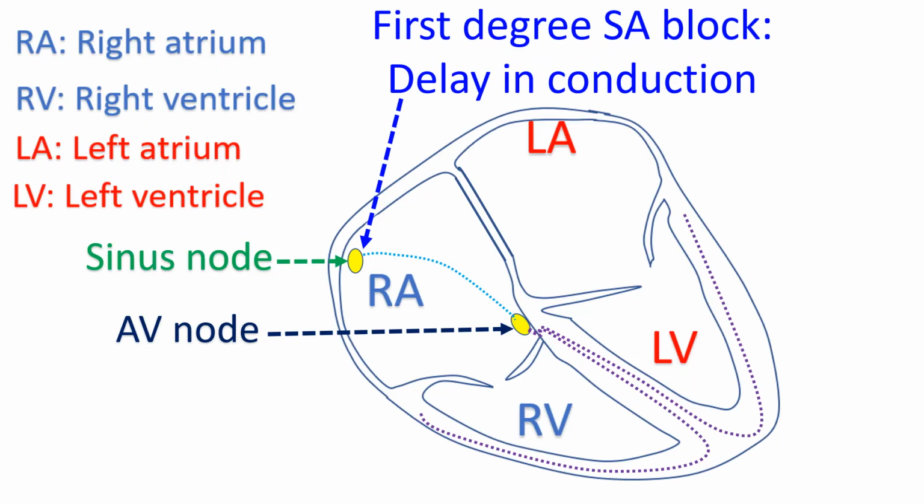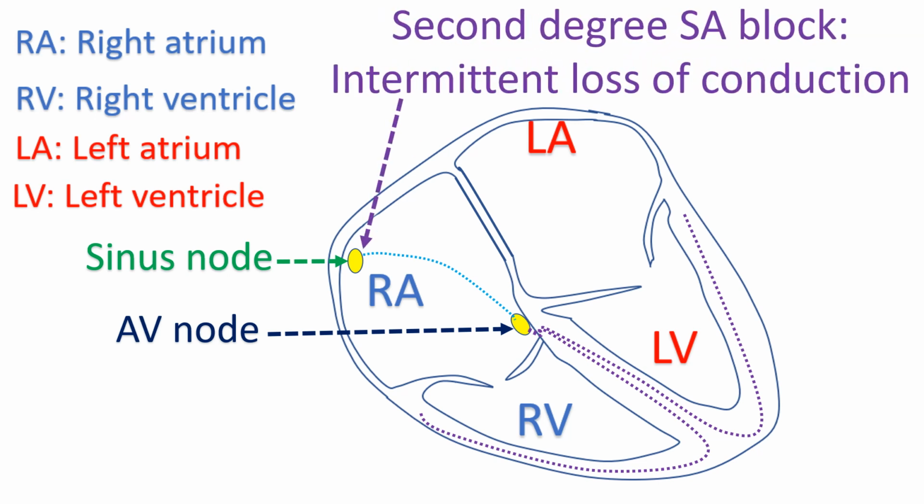Sinoatrial conduction abnormalities could be first degree, second degree, or third degree SA blocks. But it is not possible to identify first degree and third degree SA blocks on surface ECG as the sinus node activity is not visible. First degree SA block means a delay in the conduction from the sinus node to the atrium without any loss of signals. In second degree SA block, there is intermittent conduction across the sinoatrial junction.